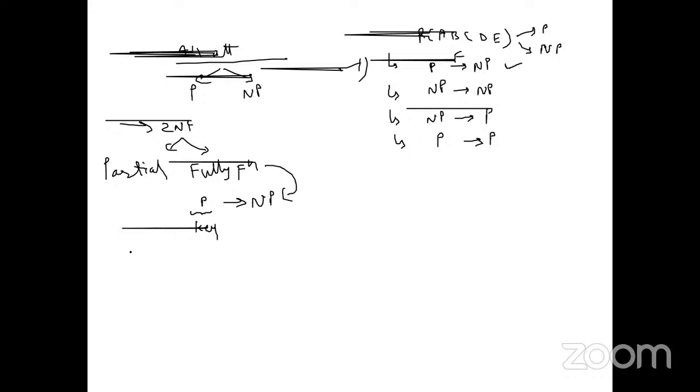And then what is partial dependency? Partial dependency is one where a non-prime attribute depends on prime, and this prime is just a part of the key. Are you all clear with this?